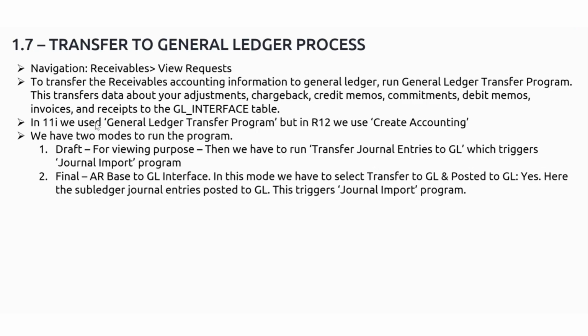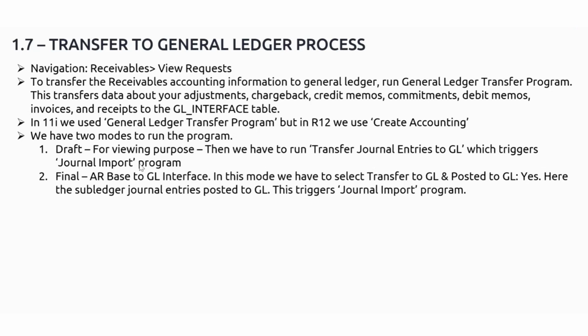In 11i, we were using the general ledger transfer program, but in R12, we will use create accounting, which is a combination of the general ledger transfer program and also journal import. Okay, so based on whichever parameters we have selected in create accounting, it will trigger these processes.